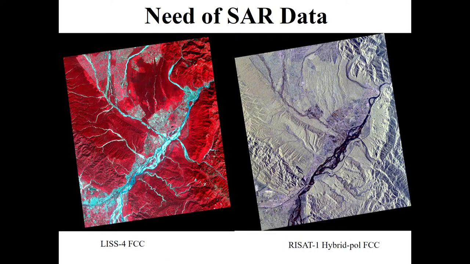Now when we are talking about the SAR data set, we have seen several advantages, but one should know about the requirement and need of the data set with the help of images also. So two images are used here. The first image is the standard false color composite image of LISS-4, which is approximately 5.6 to 5.8 meter resolution. And a similar resolution after processing was there with the RISAT-1 data set also. This is the false color composite image generated with the help of the hybrid polarimetric RISAT-1 data in RH and RV. Both the data sets are acquired over the Doon Valley forest ranges.